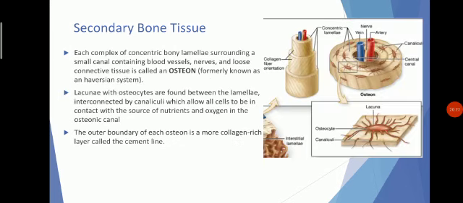Each complex of concentric bony lamellae surrounding a small canal containing blood vessels, nerves, and loose connective tissue is called an osteon, formerly known as a Haversian system. So, this is an osteon. In the center there are nerves and blood vessels, and around this are the concentric lamellae. Just another picture of this. These are the collagen fibers' orientation in these lamellae. These are the circular concentric lamellae.